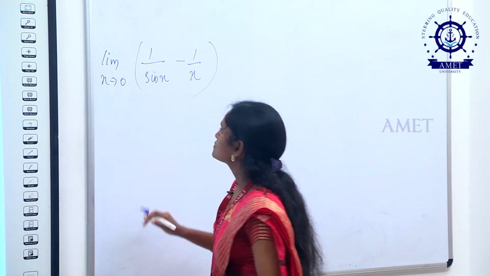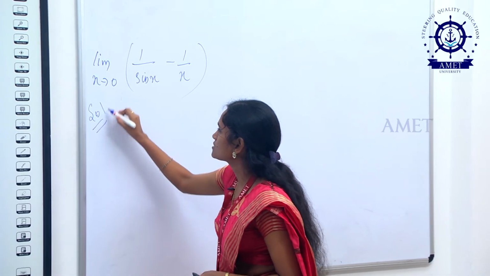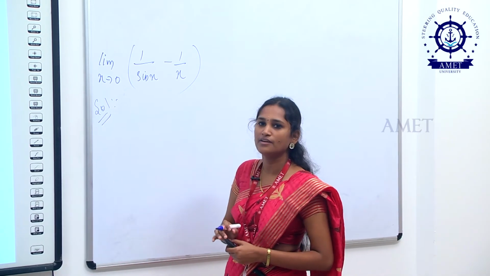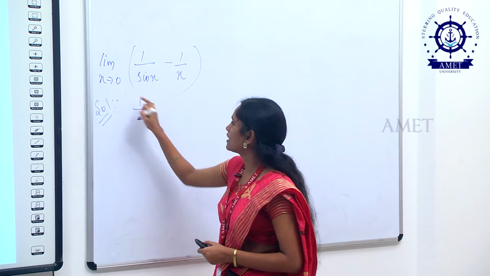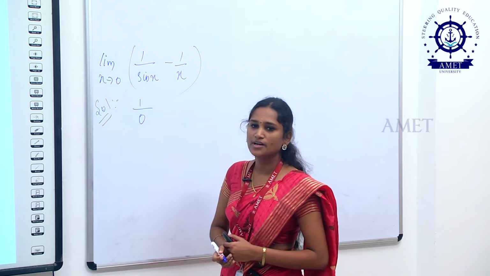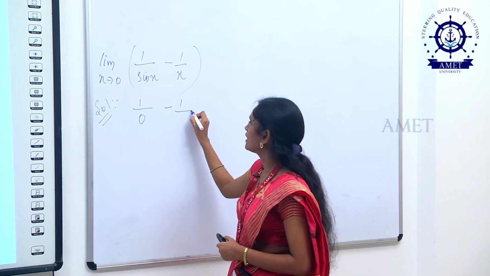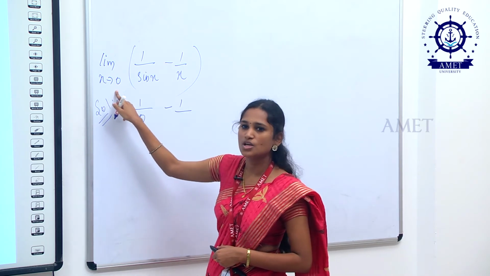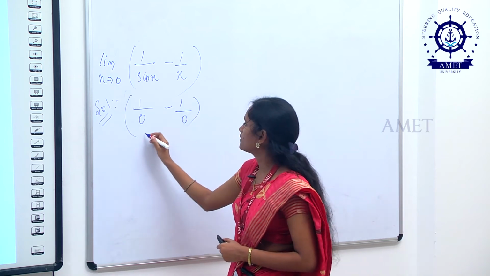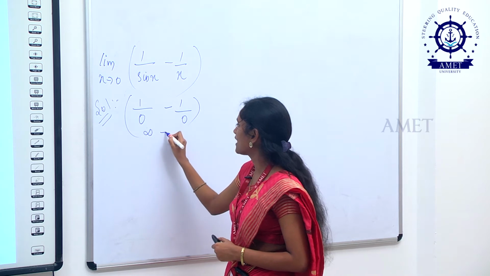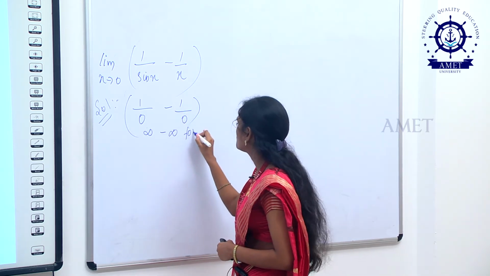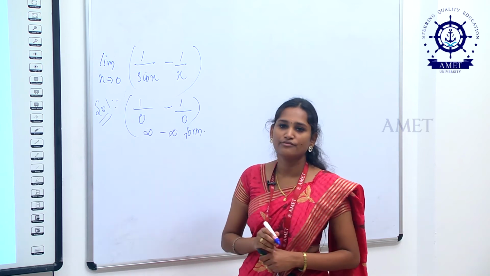Next problem, evaluate the limit as x tends to 0 of 1 by sin x minus 1 by x. Start with the solution. First we substitute x value 0 in the first function and second function. So 1 divided by sin 0, and sin 0 is 0, minus 1 divided by x, which becomes 0. 1 by 0 is infinity, minus 1 by 0 which is infinity. So in this problem it has an infinity minus infinity form.